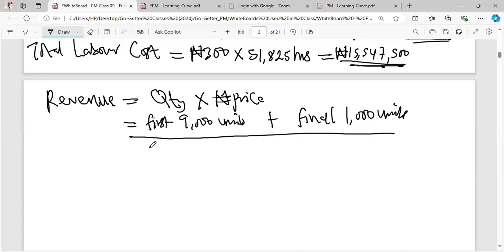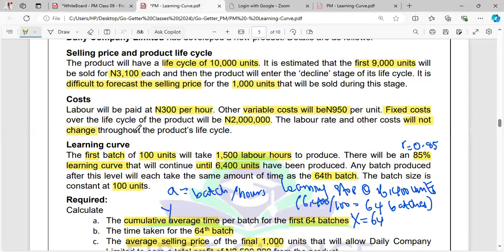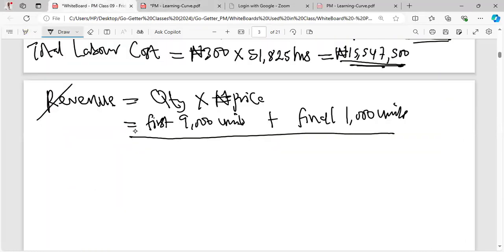Because we are asked to find the selling price that will allow us to make a profit of, we are told that the selling price should allow us to make a profit of 2,500,000. So let's start with that profit. All right, so let's start with the profit and work our way from profit down to selling price.